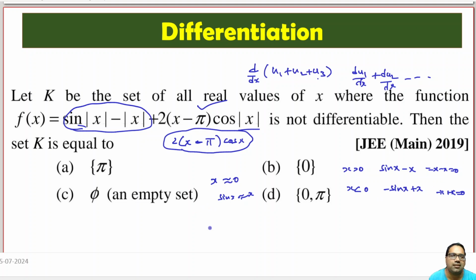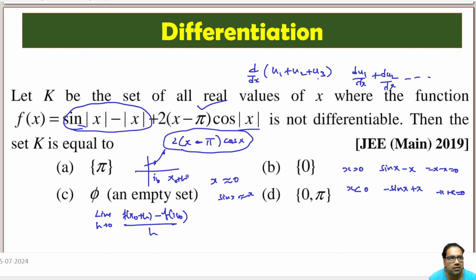To say this function is differentiable, what does that mean? The slope from the right hand side and left hand side should be the same. What is our slope? Limit h tends to 0 of f of x naught plus h minus f of x naught by h. We know the differentiation formula. This is x naught, and this is x naught plus h. This point is f of x naught plus h, and this point is f of x naught. So basically y2 minus y1 by x2 minus x1, where x2 minus x1 is x naught plus h minus x naught, which is h.